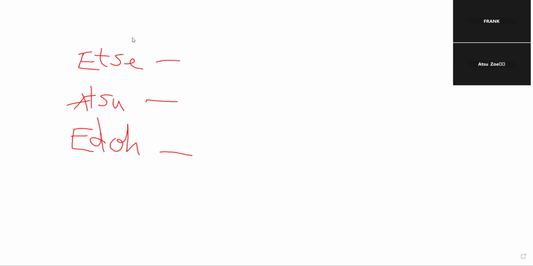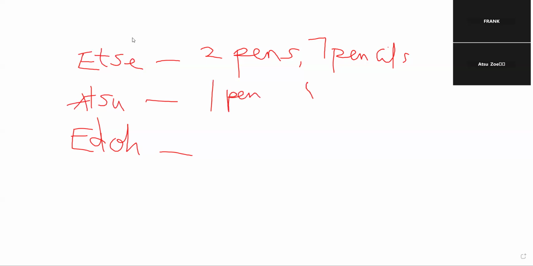So Echi has two pens and then seven pencils. Achu, you have one pen and five pencils. Then Edu has three pens and then two pencils.